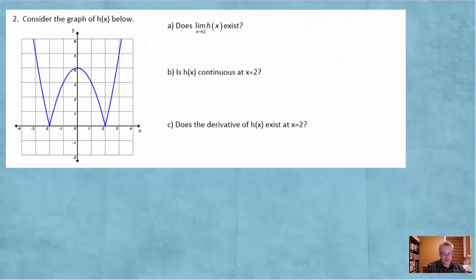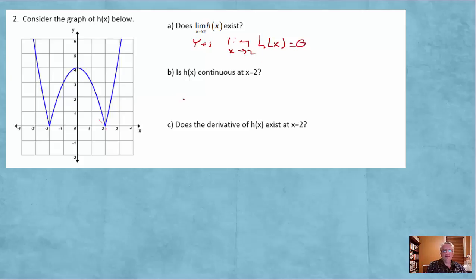Okay, now we have a question that ties in some things from the last chapter, the last unit. We want to know, does the limit as x approaches 2 of h of x exist? This is h of x here. It's kind of a w-shaped function. Well, x equals 2 is right here, and as x approaches 2, we see that the value of the limit does exist. It approaches 0. From the left side, it approaches 0. From the right side, it approaches 0. So does it exist? Yes. In fact, the limit as x approaches 2 of h of x equals 0.